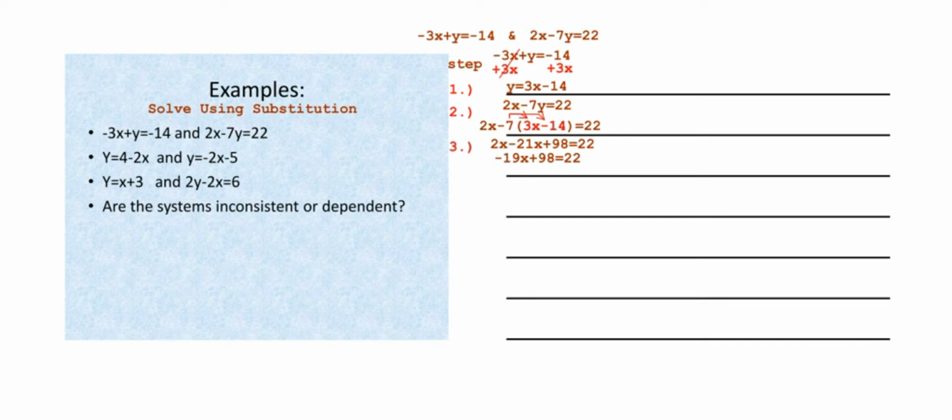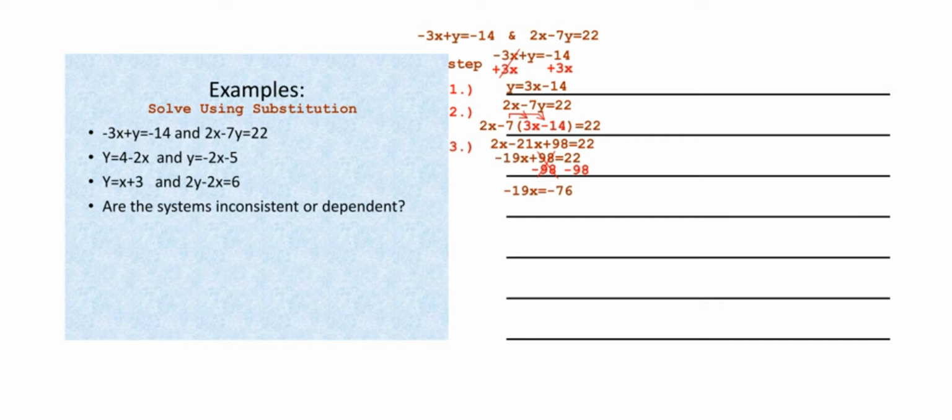So now let's go to the next step. Let's combine the x's. 2x minus 21x will give us negative 19x. So negative 19x plus 98 equals 22. Now it's a single x, so let's solve for x then. Let's get rid of the 98, minus 98 from both sides. The 98 cancels on the left side. Therefore we have, in this case, negative 19x equals negative 76.